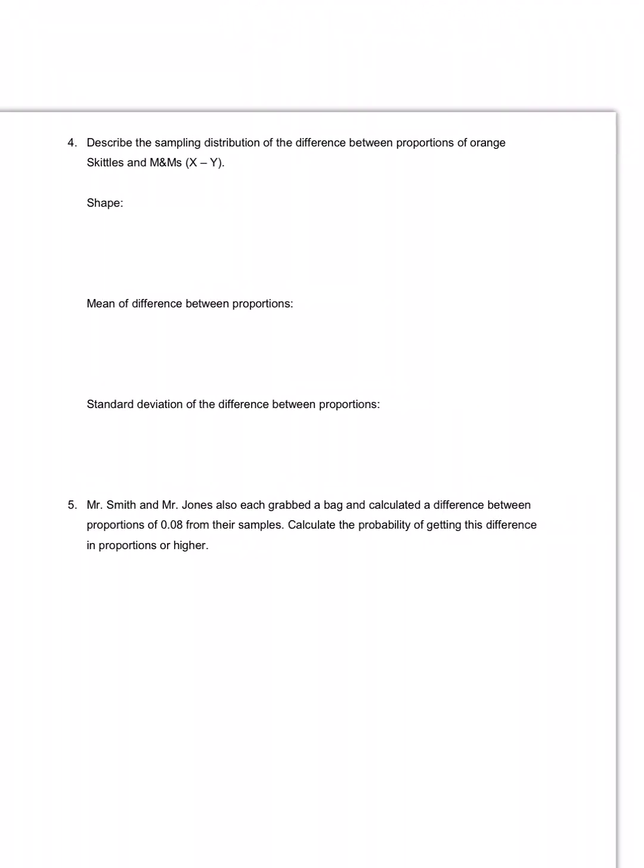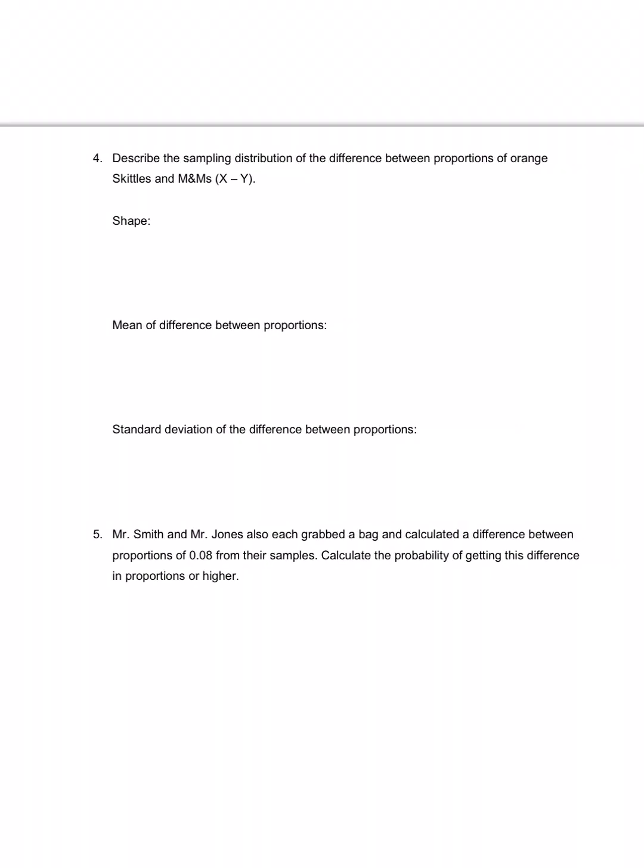Well, the sampling distribution of the difference between the proportions, so Skittles minus M&Ms, so they're calling it x minus y. So what do we have to do? Well, it is what you think it is. You would have to check large counts of the two proportions. So n times the proportion of Skittles has to be greater than or equal to 10. N times 1 minus the proportion of Skittles has to be greater than or equal to 10.